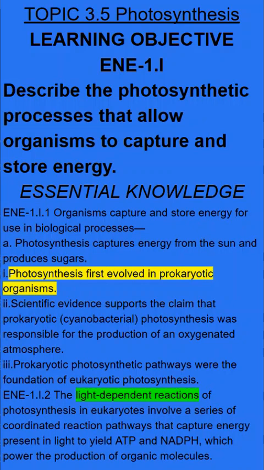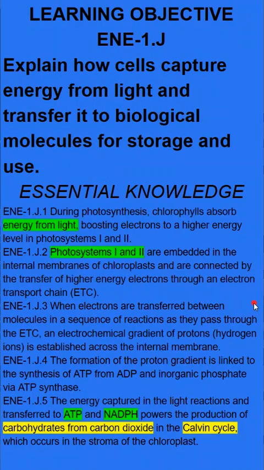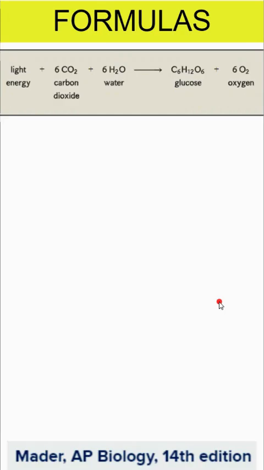Photosynthesis began in prokaryotes, but when we look at our chloroplasts, we'll see that the light-dependent reactions in photosystems 1 and 2 use energy from light and transfer that to ATP and NADPH, which the Calvin cycle then uses to create carbohydrates from carbon dioxide. So if we start out with these formulas, we can see that carbon dioxide and water produce glucose and oxygen. And that's what we end up using as our big summary reaction.